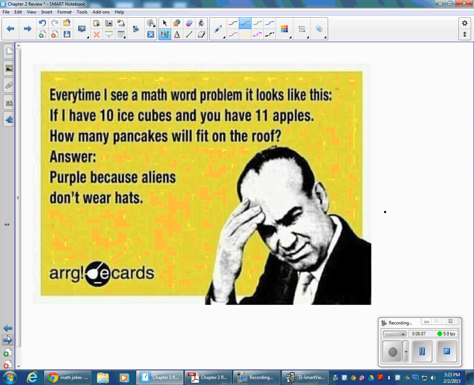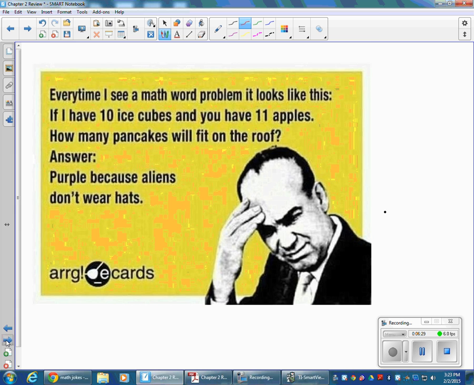Oh, right before we get to number 5, I thought y'all would like this graph because number 5 is a word problem, or this picture. Every time I see a math word problem, it looks like this. You have 10 ice cubes and you have 11 apples. How many pancakes will fit on the roof? Purple because aliens don't wear hats. I thought y'all would like that. Word problems are not this hard. We're going to figure out a pattern, and most of ours follow this pattern, but I thought y'all would think that was funny.